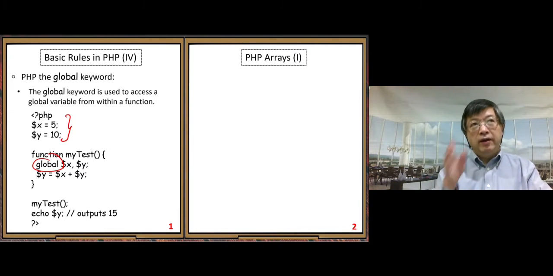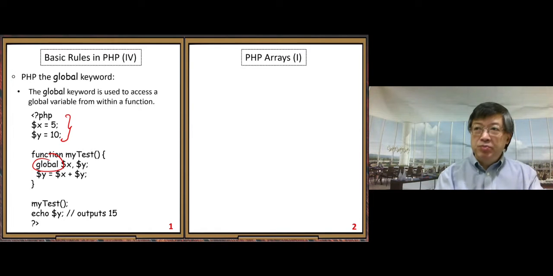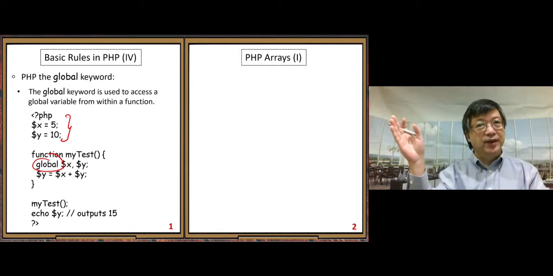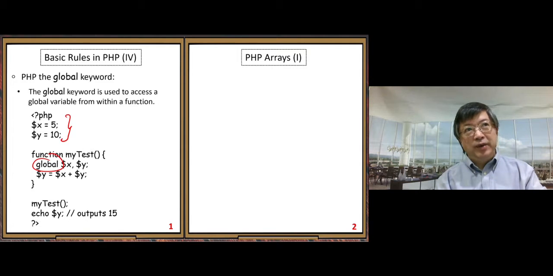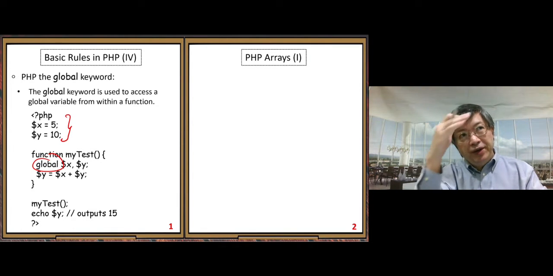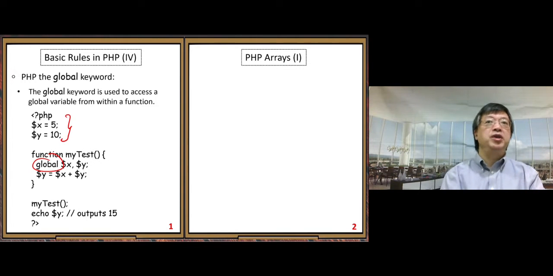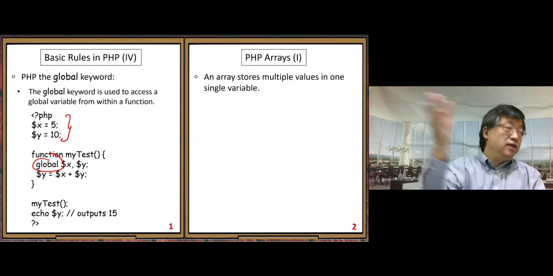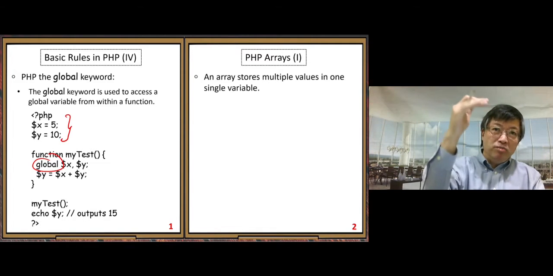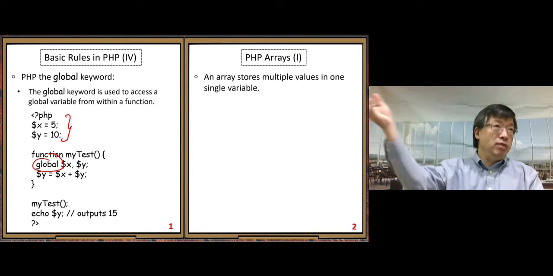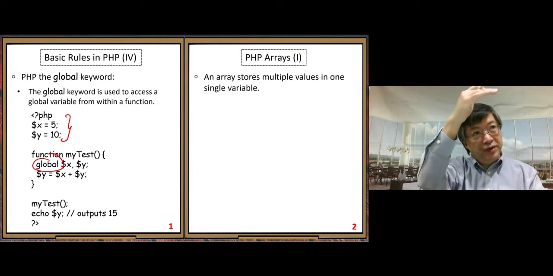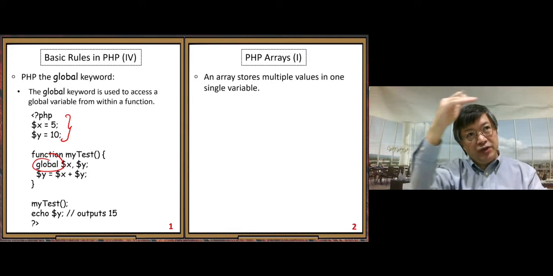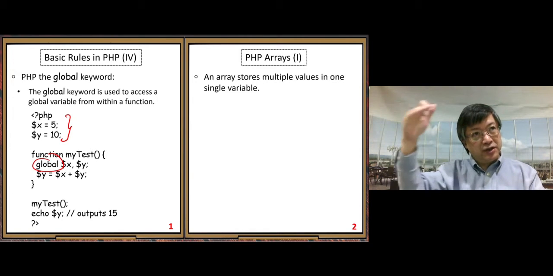Next, a very important topic, PHP arrays. We need to use arrays frequently in PHP, so we need to understand the basic rules for PHP arrays. The basic meaning: an array stores multiple values in one single variable. We know that through indices, right? Through a sequence of indices, you can access the values.